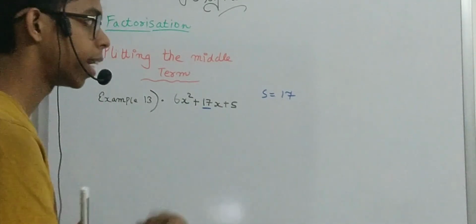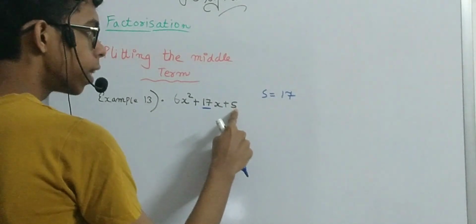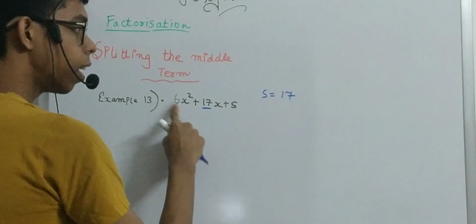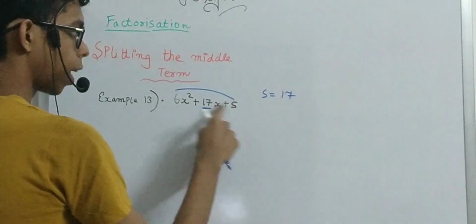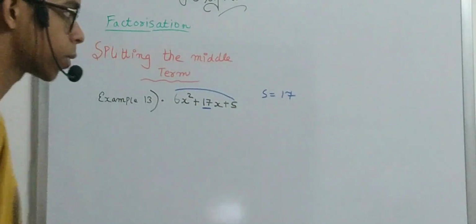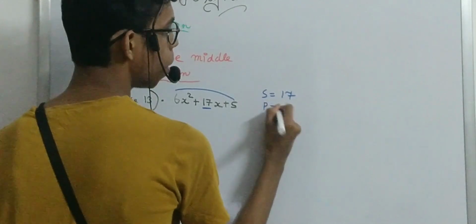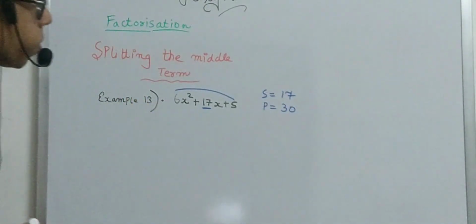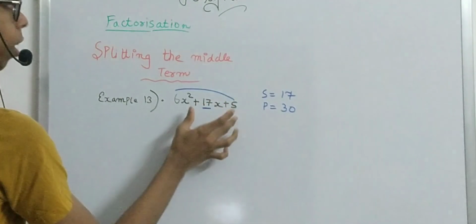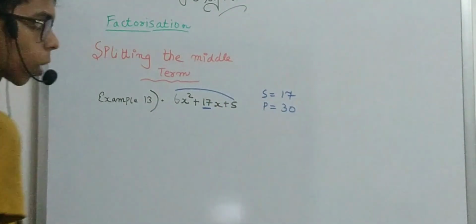Now, how will we find the product? We can find the product by multiplying the last number with the first number. That is, we have to multiply this 5 and this 6. So, what is 5 into 6? 30. So, from here I can write product is equal to 30. So, first of all, whenever a polynomial is given to you, find the sum and product.